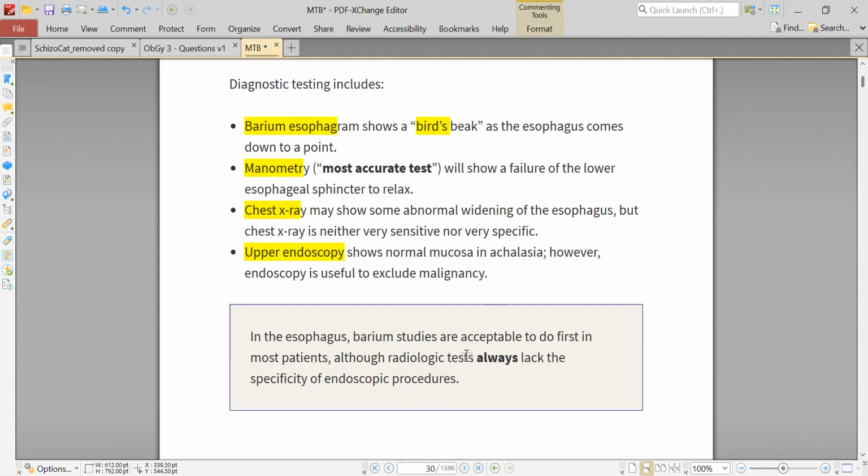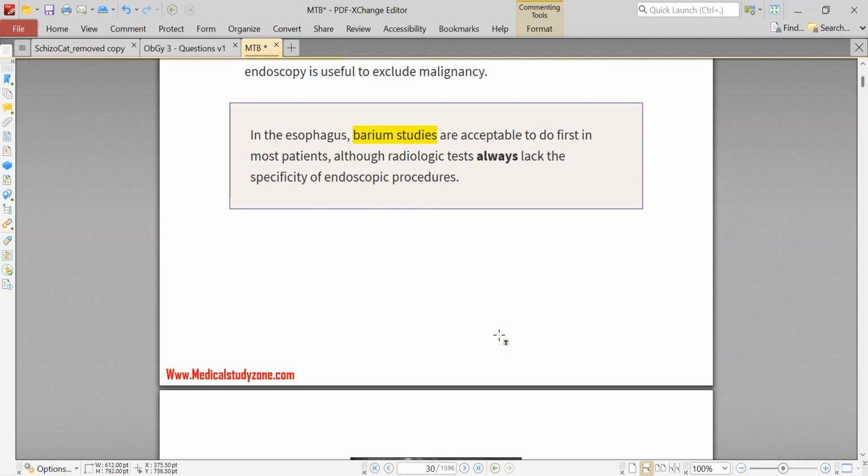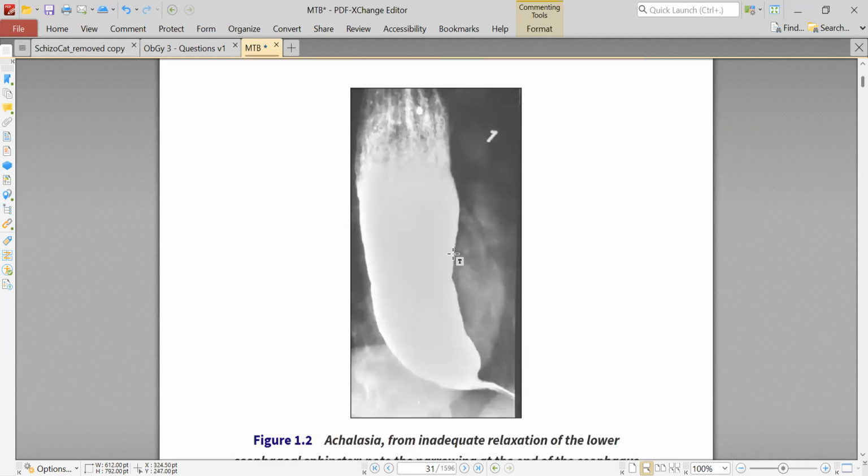So even though endoscopy is available nowadays, we still prefer barium studies because they are comparatively very cheap, and this can be done as a first line for many things, especially when there is no setup where endoscopy is present. So this is the bird beak appearance.